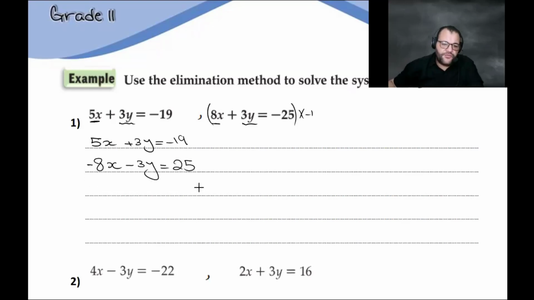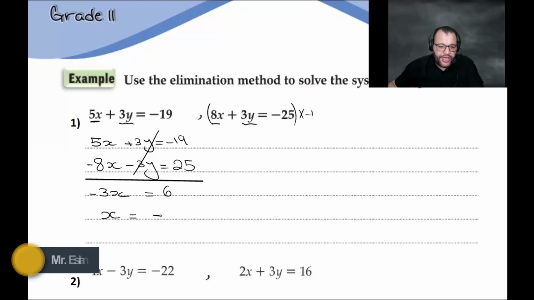Because they have different signs. So by adding the two equations, we have 5x minus 3x equals negative 3x. Positive 3y and negative 3y equals 0. Negative 19 and positive 25 equal positive 6. It means x equals what? Negative 2. Negative 2.